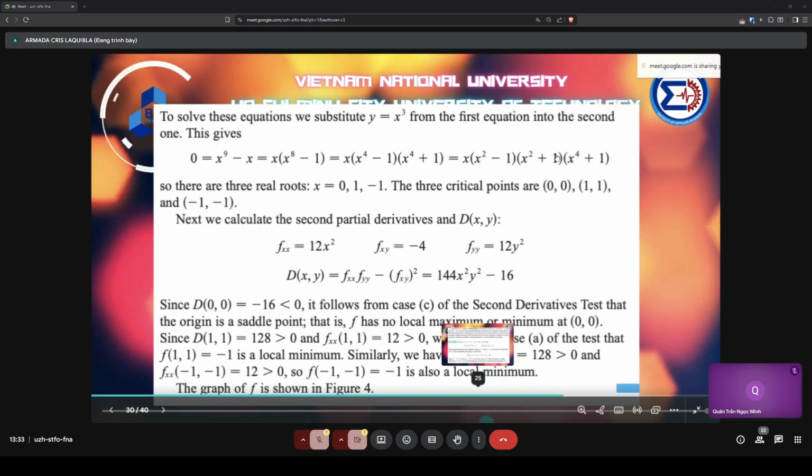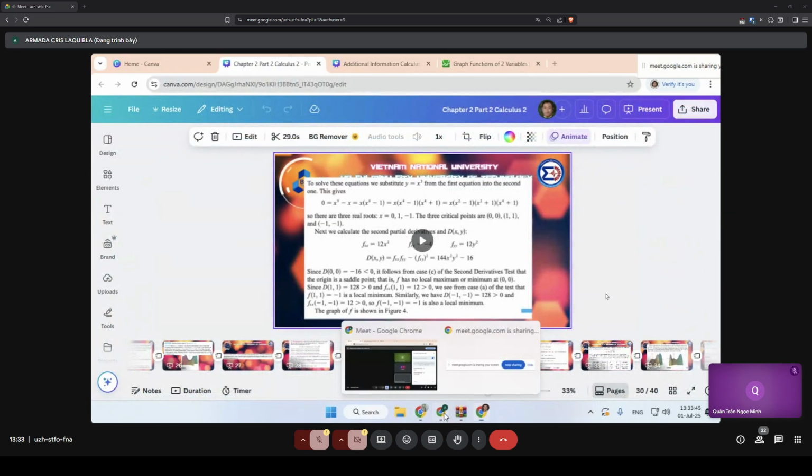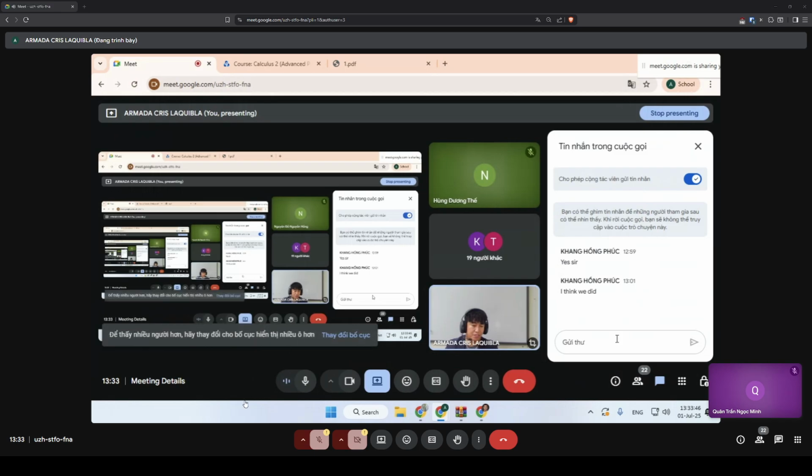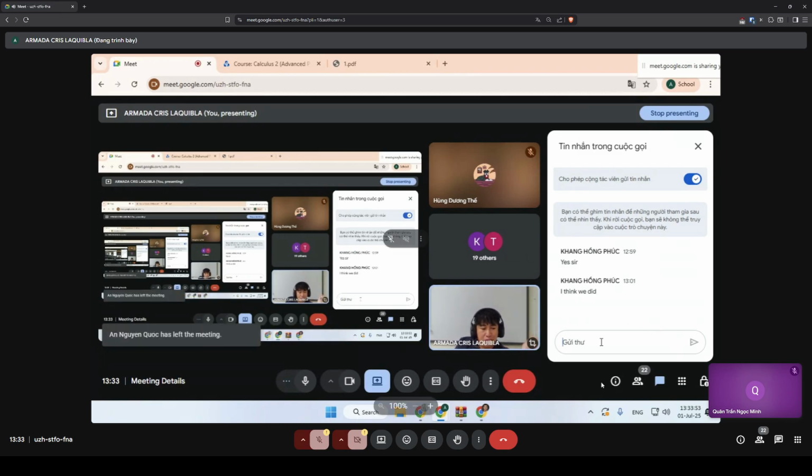So what is the absolute minimum? Can you give me the answer in the chat box? Your local minimums are both negative 1. So what is the absolute minimum?